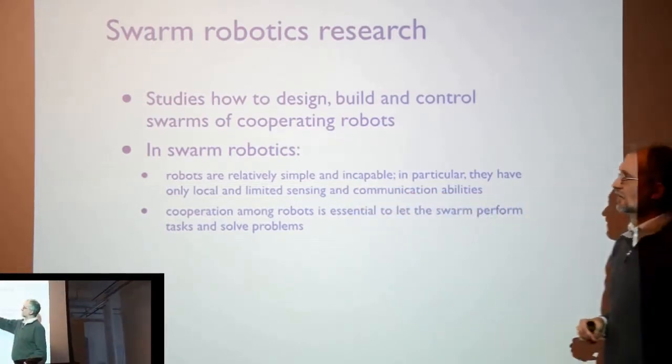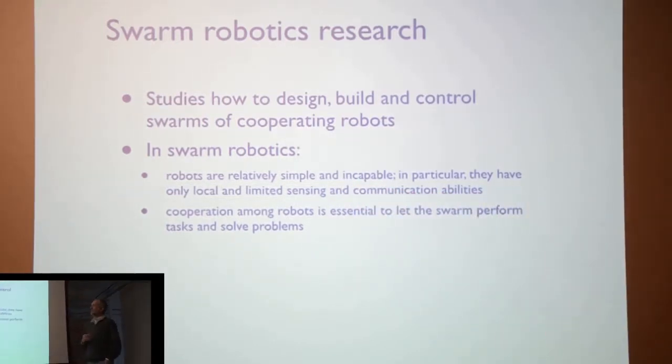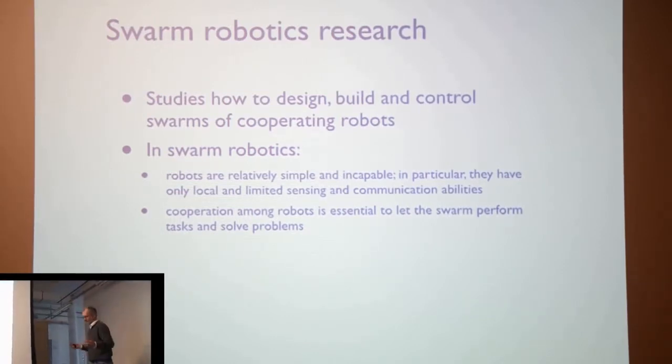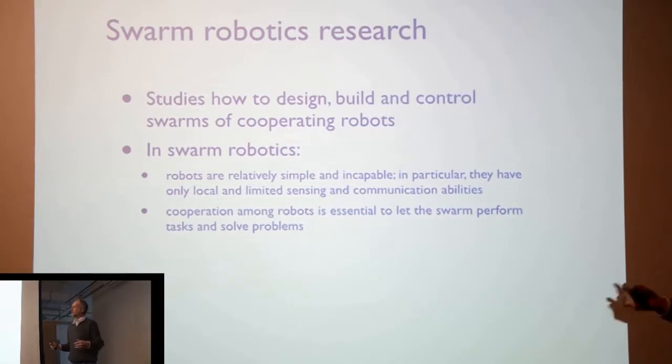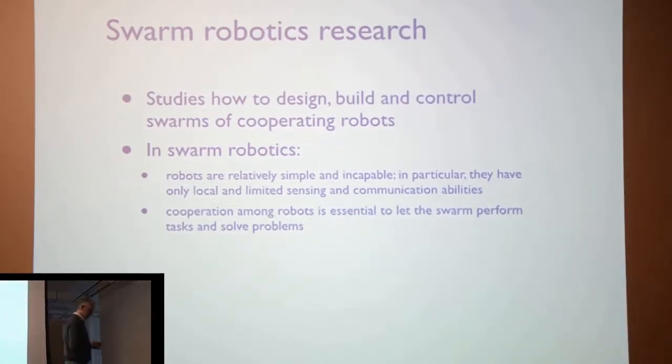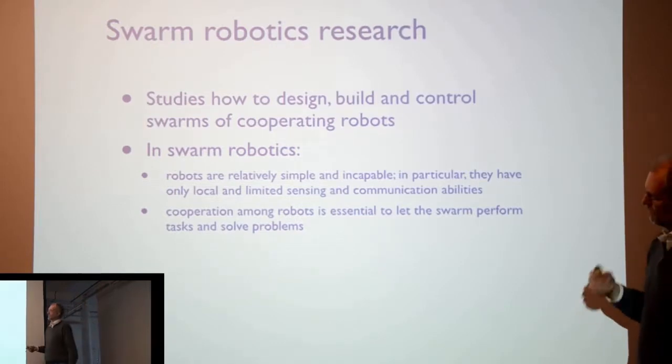The main characteristic is that robots are relatively simple and incapable. And as I said, they use only local information and communication. When I say that they are relatively simple and incapable, it means that they can be quite complex as a single robot, but they are simple when compared to the tasks they are given. So that means that a single robot cannot perform the task. They need to cooperate to be able to do something.